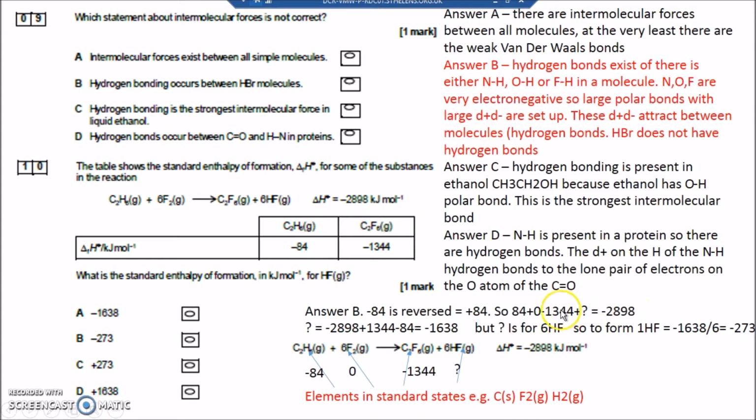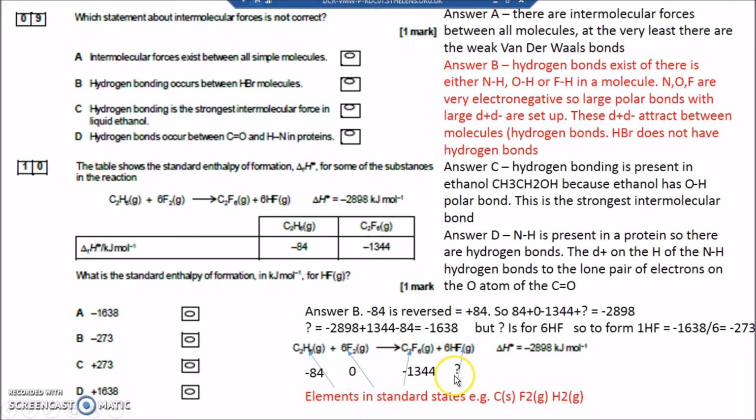2898. Okay, so I'm going to take the question mark and leave it on that side, and I'm going to take all of these and reverse the signs. So minus 288 plus 1344 when I take it across the equal sign, minus 84 when I take it across the equal sign, equals minus 1638.